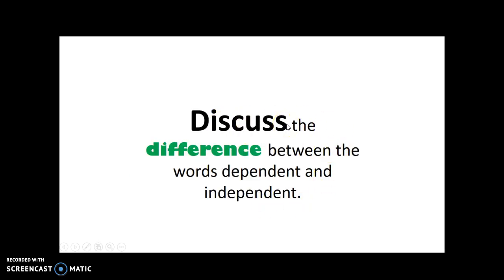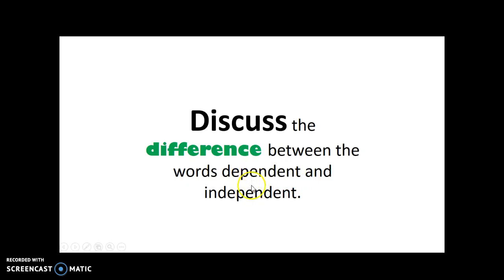So a clause is a group of words with a subject and a verb. Obviously you can't discuss because you're probably by yourself, but I want you to pause this and really think about the meaning of the word dependent and the meaning of the word independent. So in class, we talked about the difference between independent people and dependent people and how independent people can really take care of themselves. They don't rely on anyone else or anything else to keep them alive or keep them afloat. Whereas dependent people depend on others or something else to help them out.